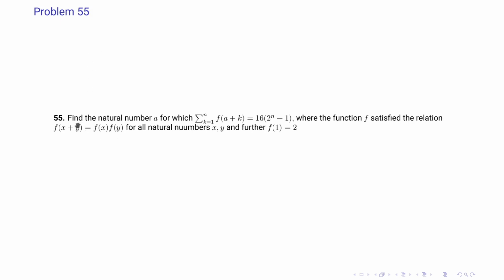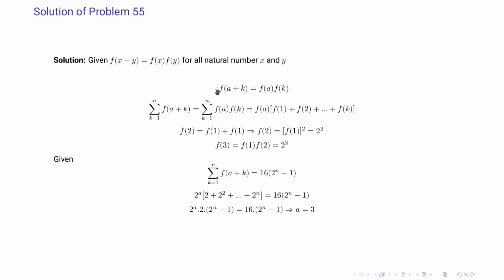Problem number 55 says: find the natural number a for which the sum of f(a plus k), where k varies from 1 to n, is equal to 16 into (2 to the power n minus 1), where the function f satisfies the relation f(x plus y) equals f(x) f(y) for all natural numbers x, y, and further f(1) is equal to 2. Now we know that f(a plus k) is equal to f(a) f(k), because f(x plus y) is equal to f(x) f(y), so we take the sigma.